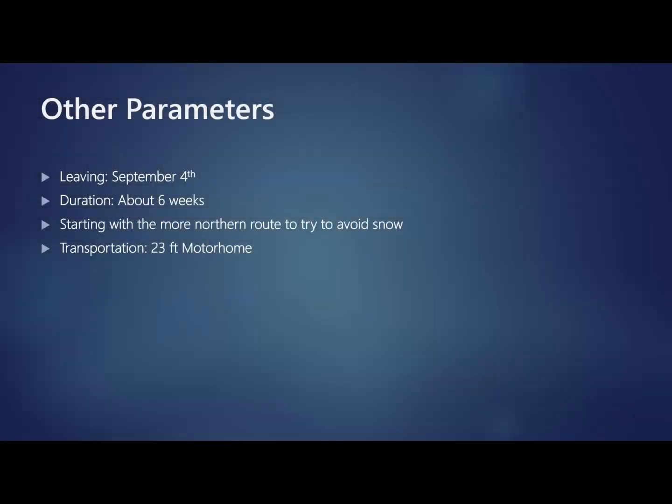So some other things we knew before we sat down with the AI chatbots. We knew we wanted to leave on September 4th. We knew the duration was going to be about 6 weeks. We knew we wanted to start with a more northern route to try to avoid the snow and come back on the southern route back to Ohio. And our transportation and our lodging for this trip would be our 23-foot motorhome.